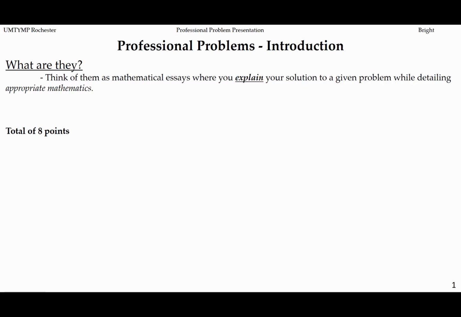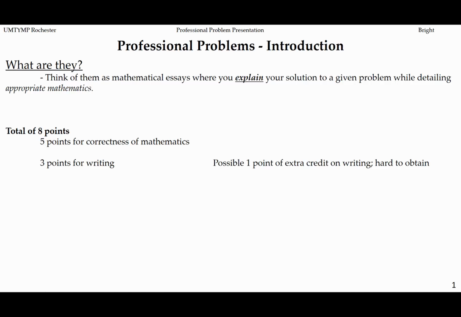Those 8 points are going to consist of 5 points for the correctness of mathematics. Okay, so the bulk of the points are still related to actually doing the math. The remaining points, 3 points, are going to be for writing, and that's what this video series is aiming to do, is to develop those writing skills at a gradual pace rather than all at once.